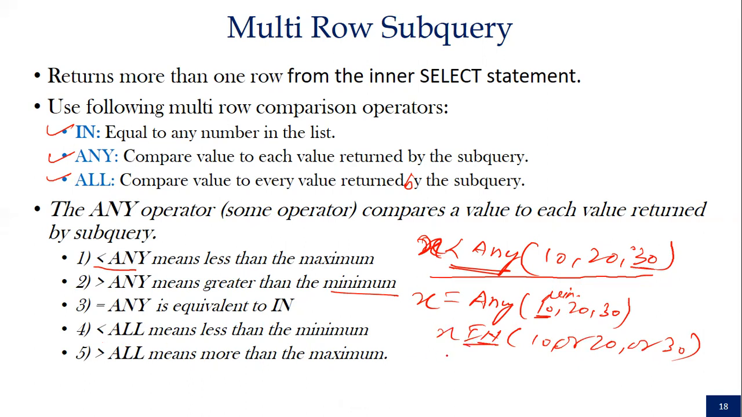Similarly, less than ALL means it should be the smallest: x is less than ALL, so it should be less than the minimum value. Similarly, greater than ALL means it should be greater than all, so it should be greater than the maximum. Is that okay? Yes, sir. In this way you can utilize these multi-row comparison operators.